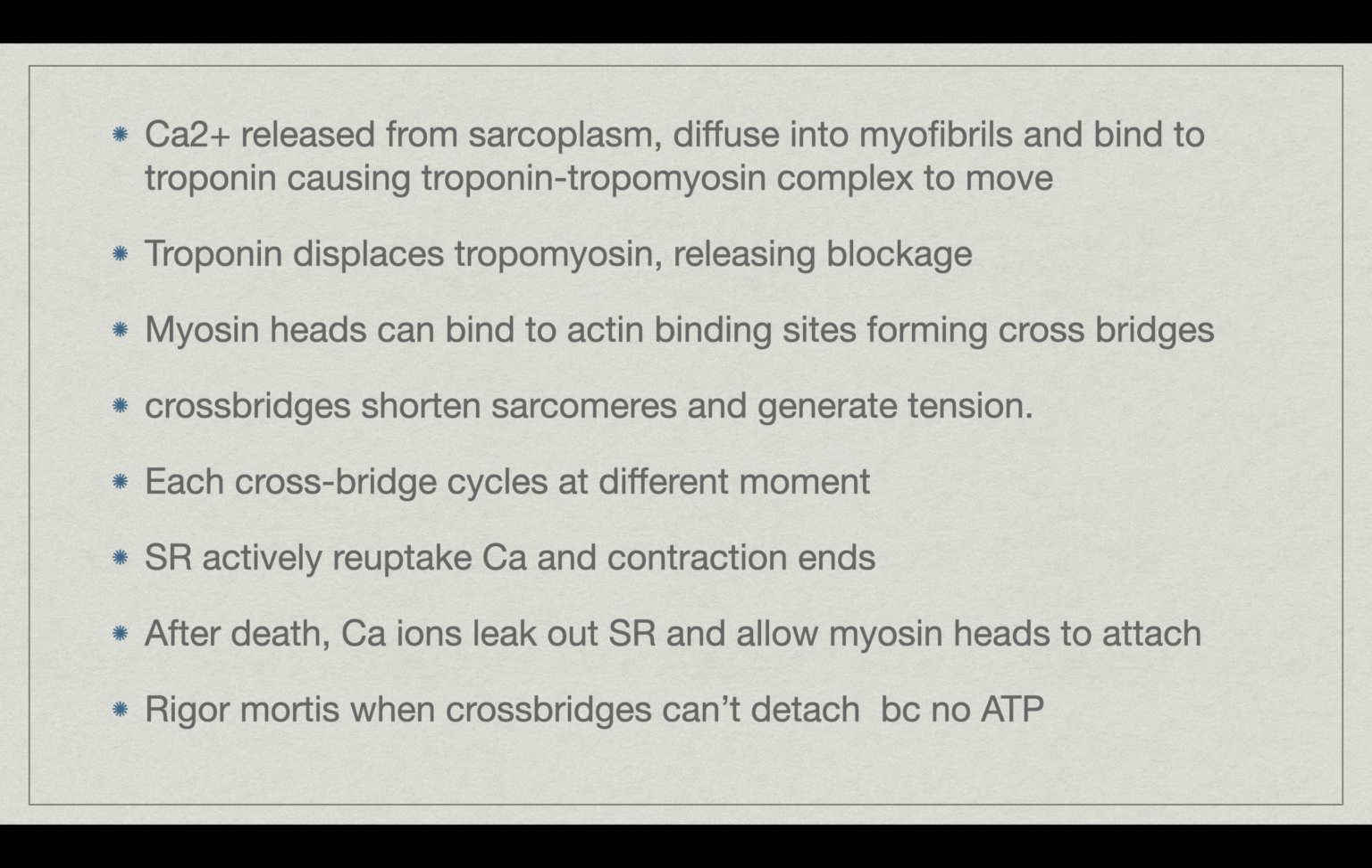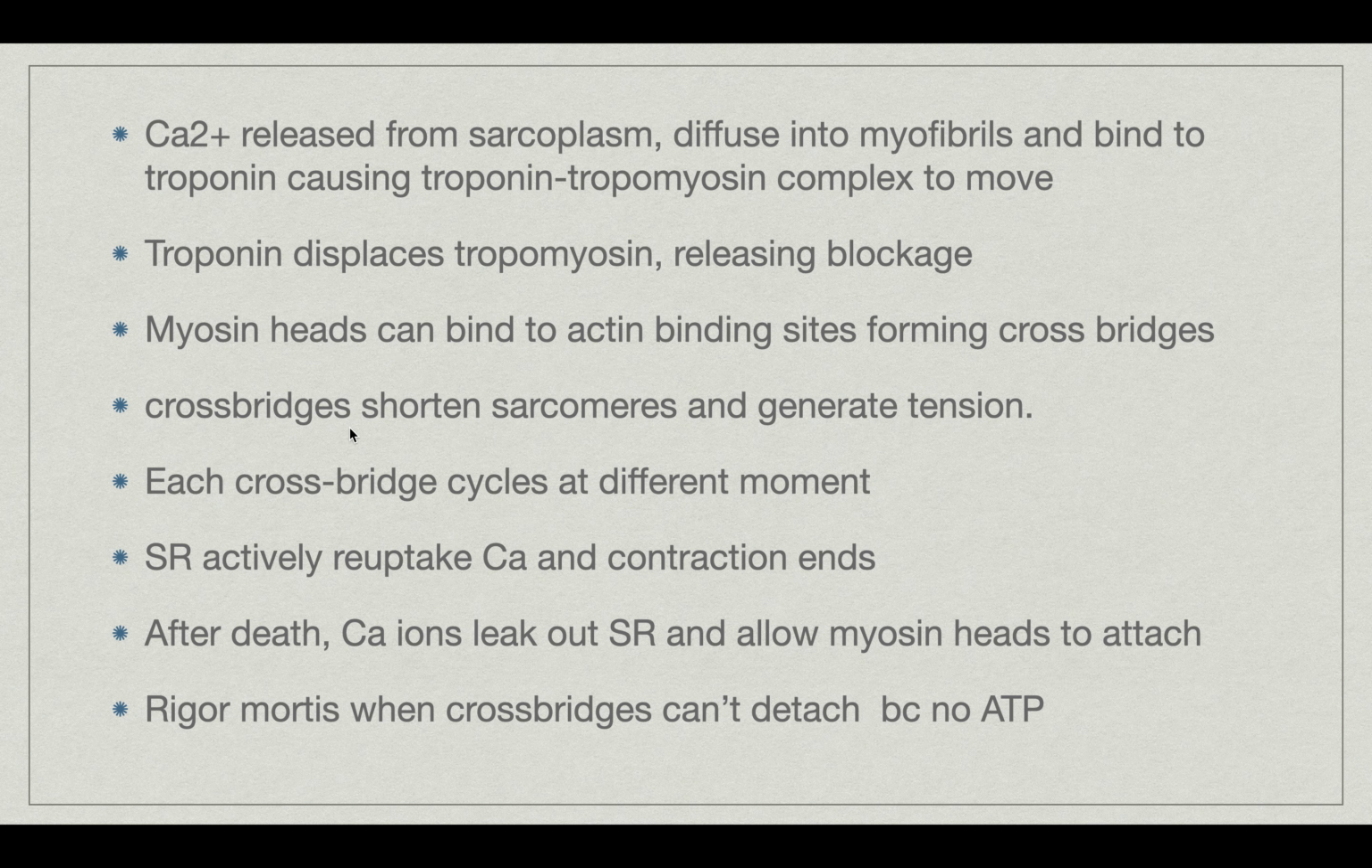Okay, so calcium is released from the sarcoplasmic reticulum. It diffuses into the myofibrils and binds to the troponin, causing the troponin-tropomyosin complex to move. So tropomyosin is the inhibitory factor on actin, because calcium will bind to the troponin and displace the tropomyosin. That allows the myosin heads to bind, forming the cross bridge.